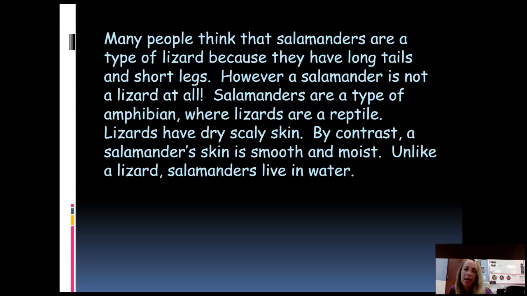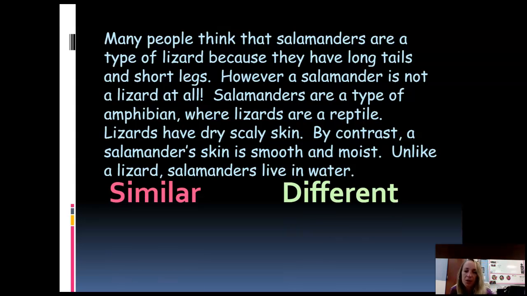Lizards have dry, scaly skin. By contrast, a salamander's skin is smooth and moist. Unlike a lizard, salamanders live in water. All right, kiddos, we're going to do the same thing. Please look at this story and tell me how lizards and salamanders are the same, and tell me how they are different. Please pause this video until you have written how they are the same and how they are different on your piece of paper.